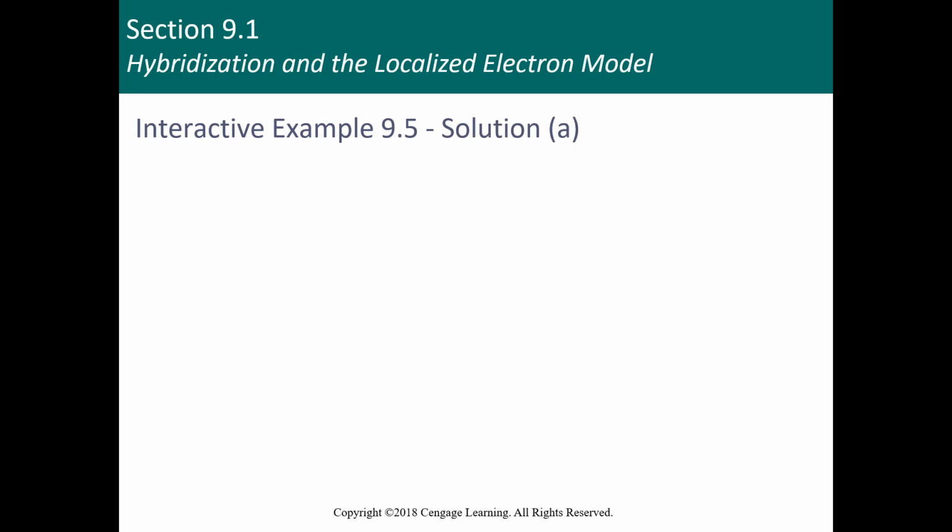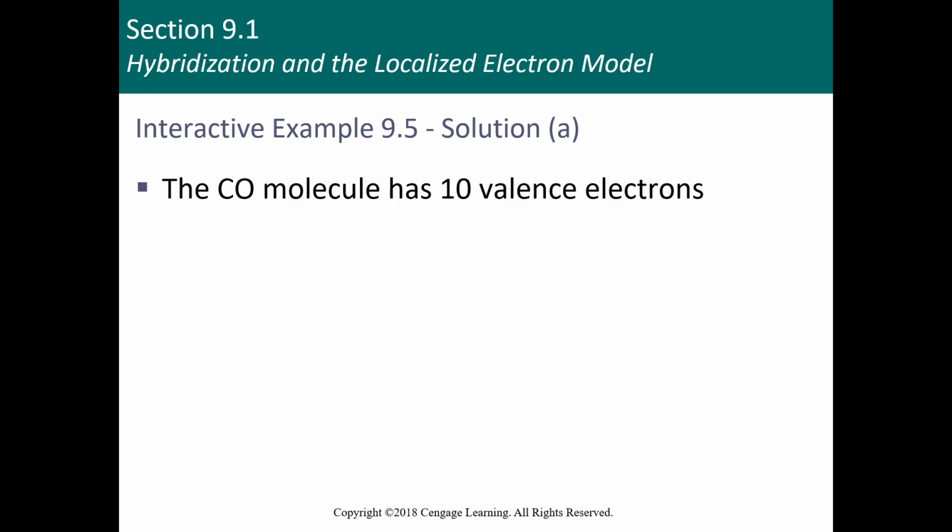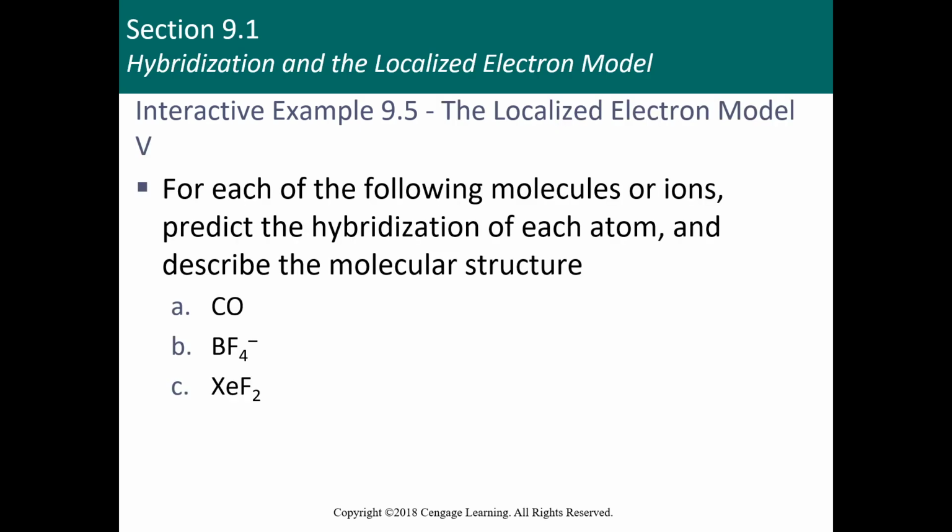So the first thing we always have to do is come up with that Lewis structure. And so the CO molecule has 10 valence electrons. And so once we do the Lewis structure, we're going to get this right here. And you'll notice it has a triple bond here, and then a lone pair right there on each side. And so, again, now we're going to look at each of these atoms separately, because remember, whenever we do these hybridizations and everything, we always have to look at the atoms separately, okay?